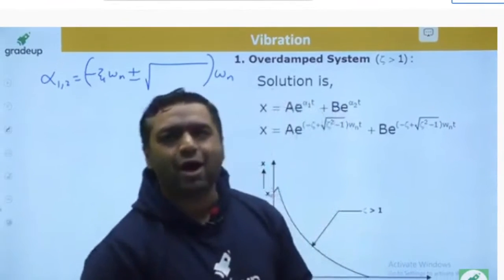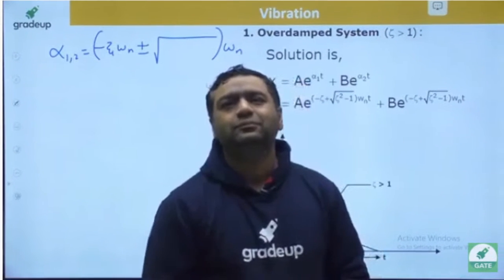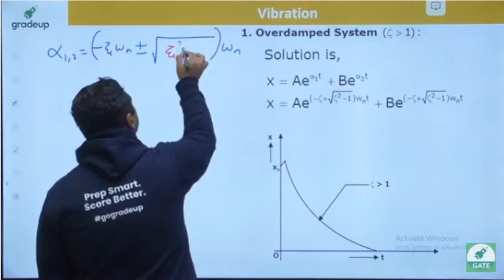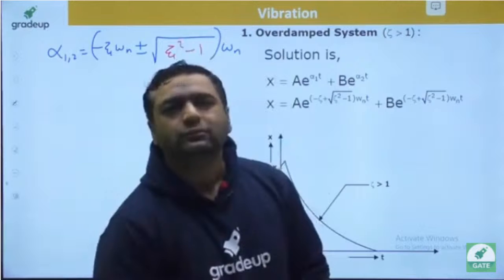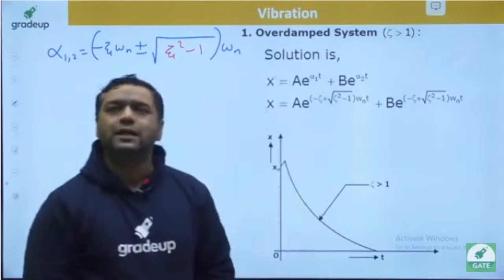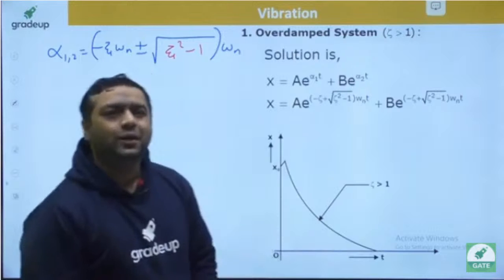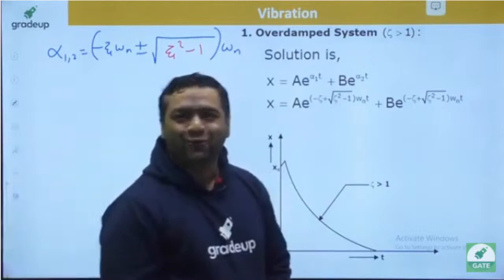Let us see how many of you have seen the derivation. Zeta square minus 1 or 1 minus zeta square? Okay, I feel nobody is answering that. Okay, let us continue then, if you are not interested to answer it or you forget it.